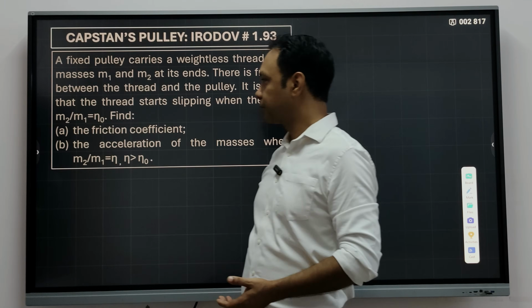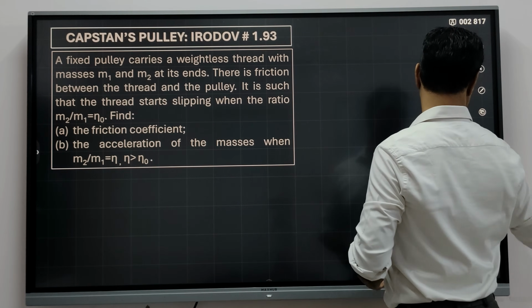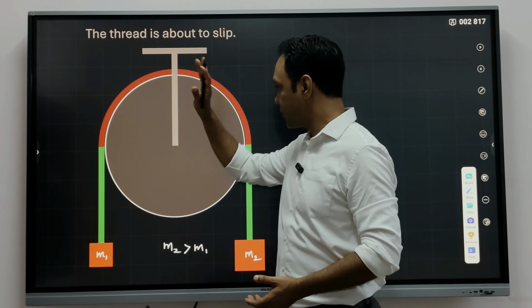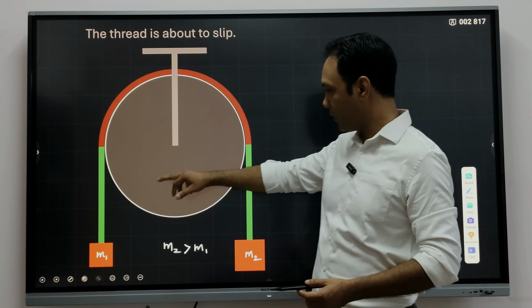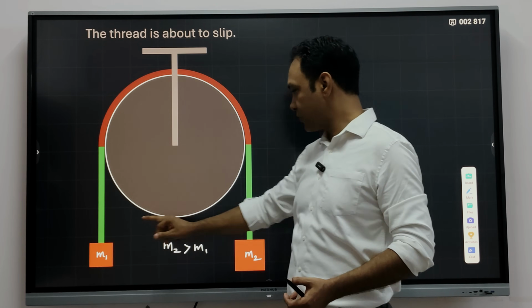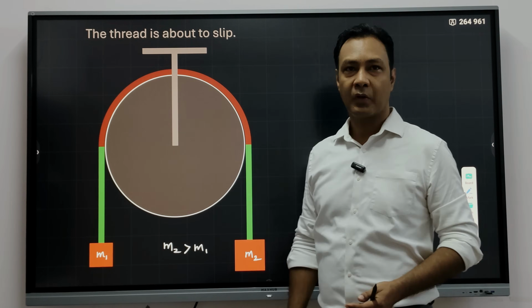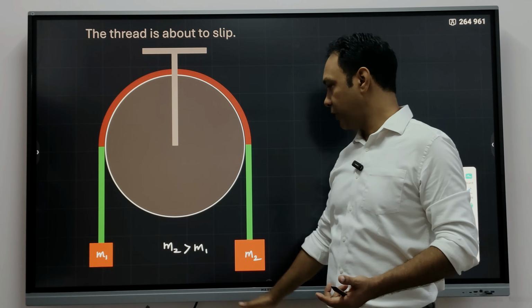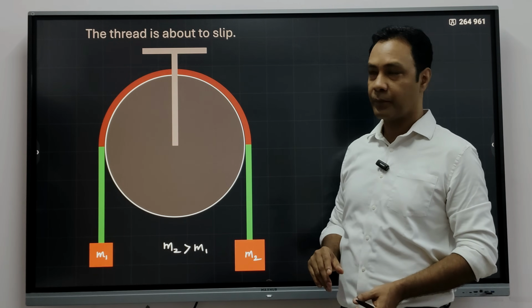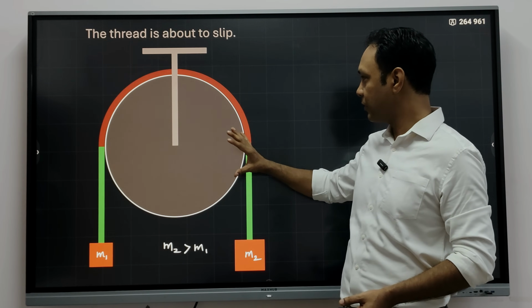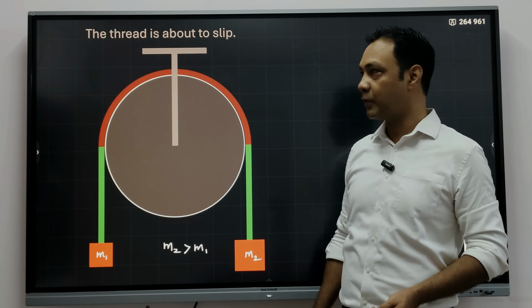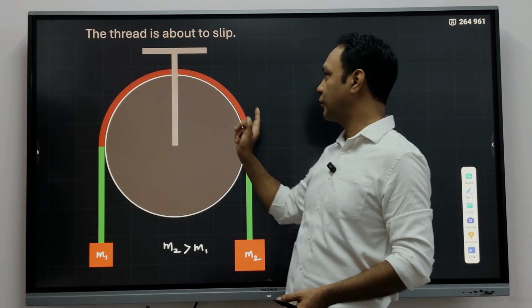Okay, so let me show the diagram. This is an enlarged diagram of the setting. This is a pulley and the massless thread is wrapped over it. This is the wrapped part of the string, and this is m2, this is m1, m2 is greater than m1. In the normal setting, m2 would go down and m1 would go up because it is heavier, but there is a friction that is preventing it from slipping. So the thread is just about to slip, but is not yet. So who would stop this larger mass from slipping? The friction between the thread and the pulley would stop it.